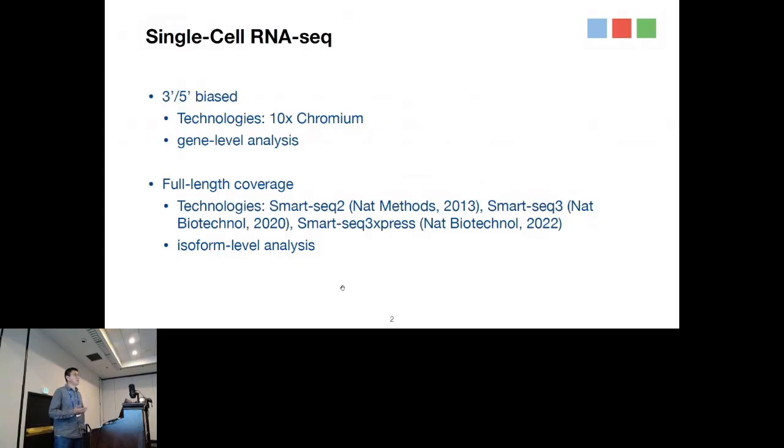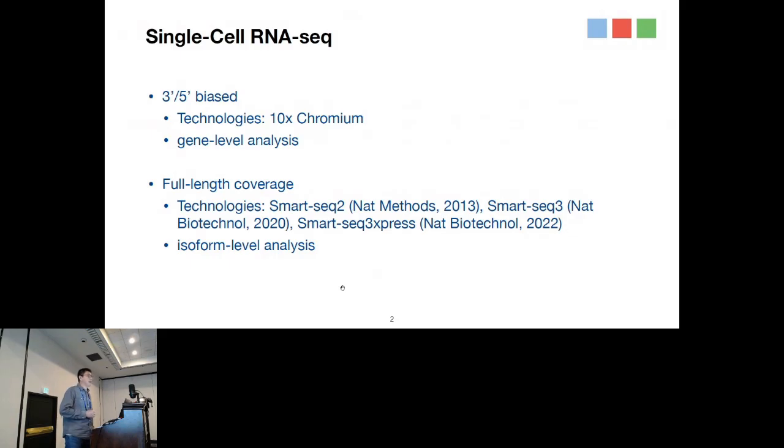All right, thanks to all the speakers before me in this session. We now have a good picture about single-cell RNA-seq data, which can be classified in two categories. One is 3' or 5' biased, which means the reads are concentrated on one end of the molecule. For example, the technology is represented by 10x Chromium, and this is the mainstream data. Widely used.